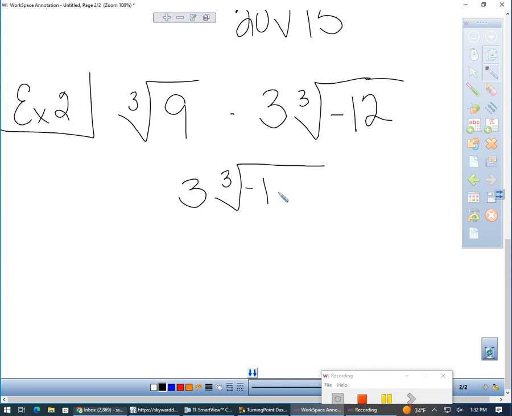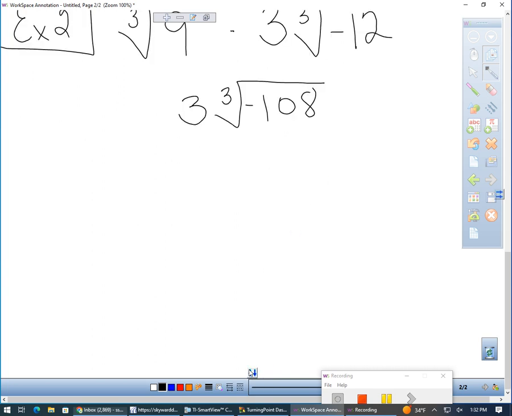Good. Negative 108. So, first thing I'm going to say is this is an odd root. It is negative on the inside. So what can we do with that? Bring the negative out. Yes, we can bring the negative out because it's an odd root. If it was an even root, it would not work, right? But it's an odd root. So the very first thing we're going to do is take this negative, bring that out, and put a negative on the front. Okay, now let's break down 108.